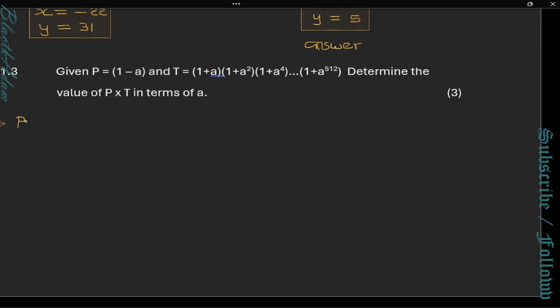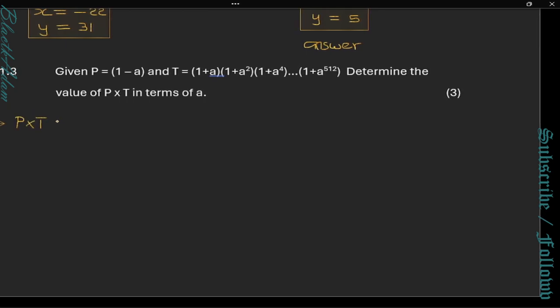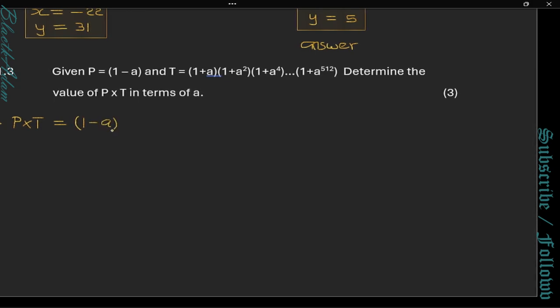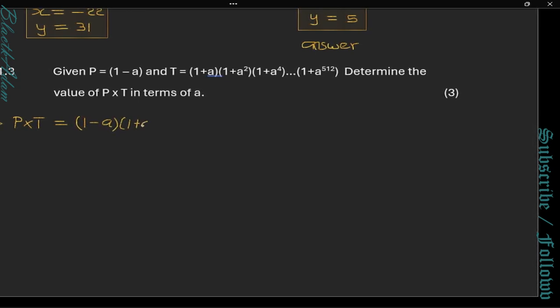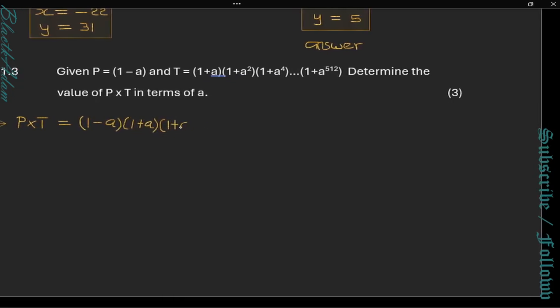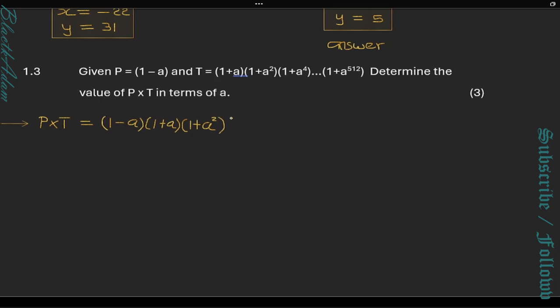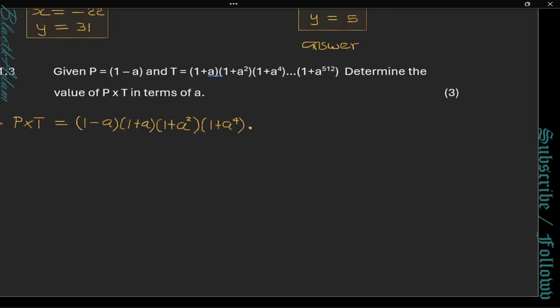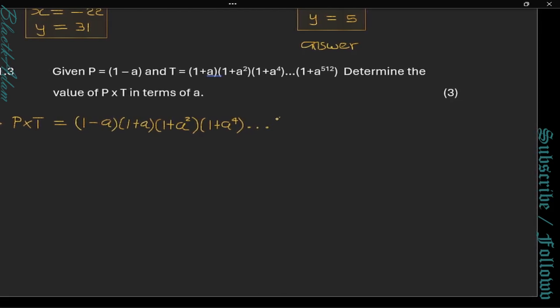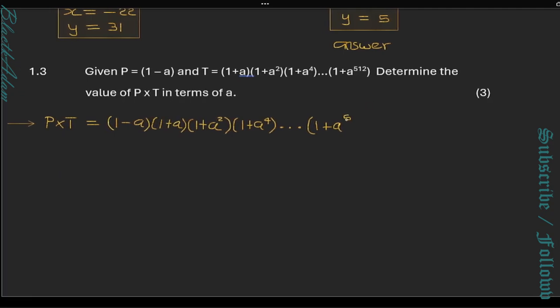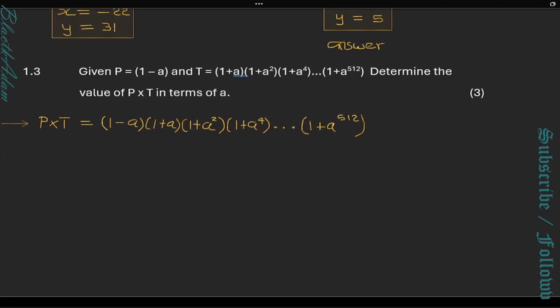Going to 1.3, we're given that we want to calculate p times t. So we just multiply the information given, so it's 1 minus a multiplied by the expression there for t. So it's 1 plus a, multiplied by 1 plus a power 2, 1 plus a power 4, until we reach 1 plus a power 512. So let's see what happens.